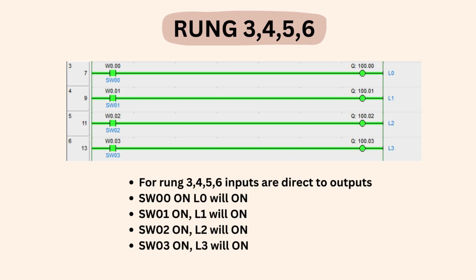For rung 3, rung 4, rung 5, and rung 6, the inputs are direct to outputs, such as switch 00 on, lamp 0 will turn on, switch 01 on, lamp 1 will turn on, switch 02 on, lamp 2 will turn on, and switch 03 on, lamp 3 will turn on.